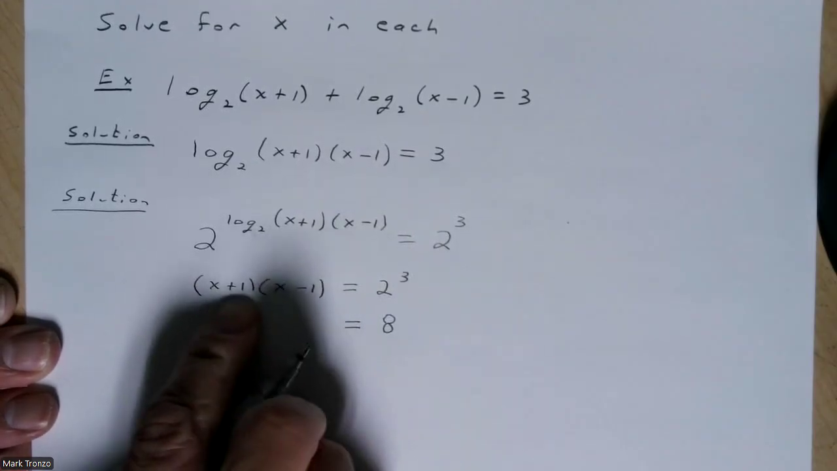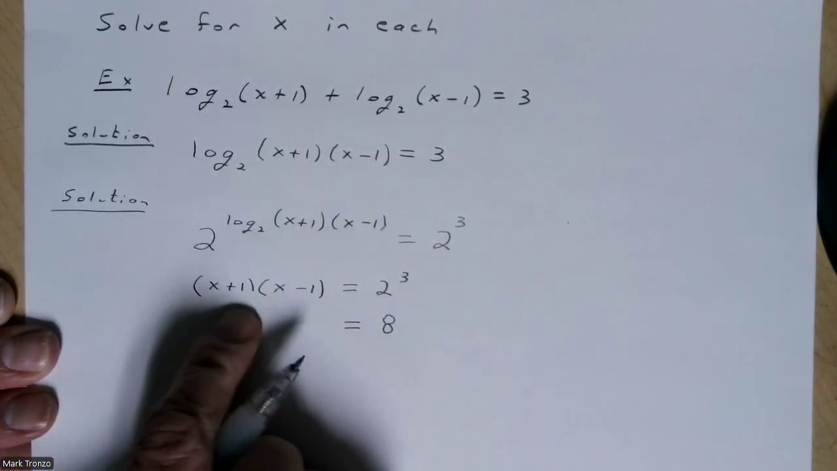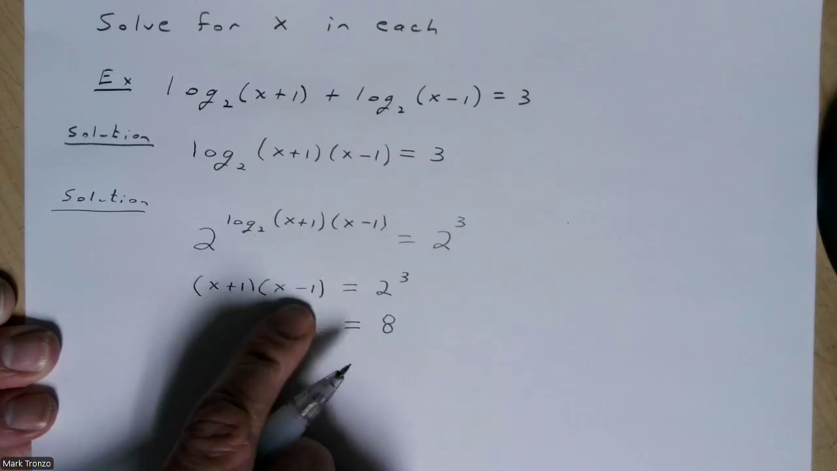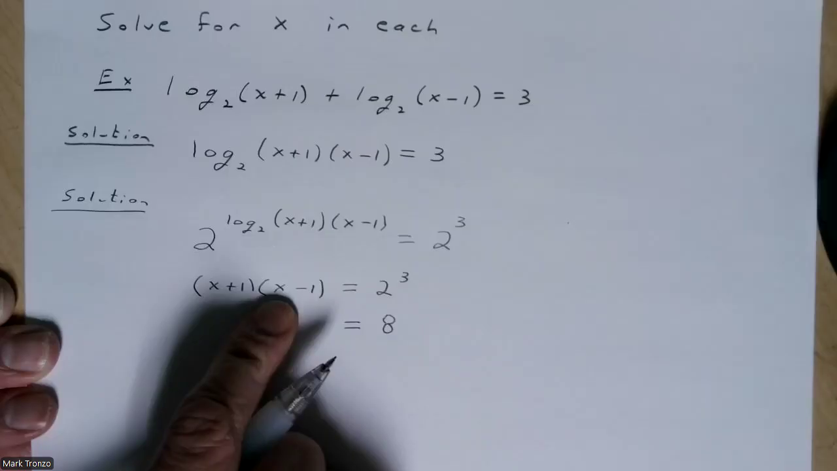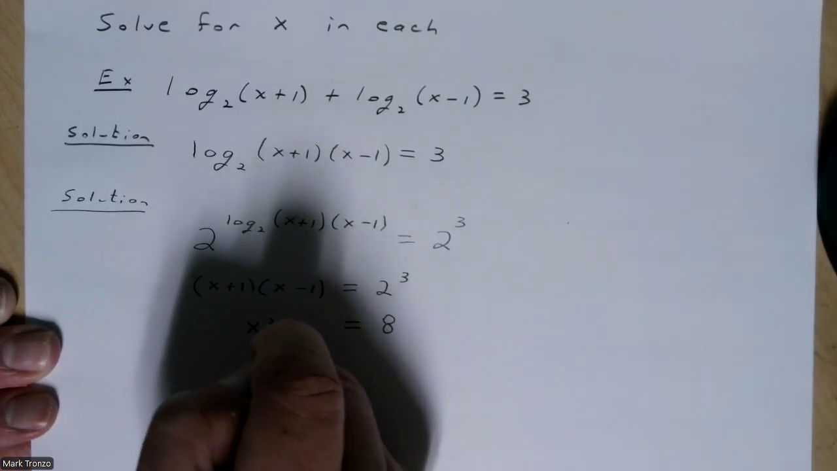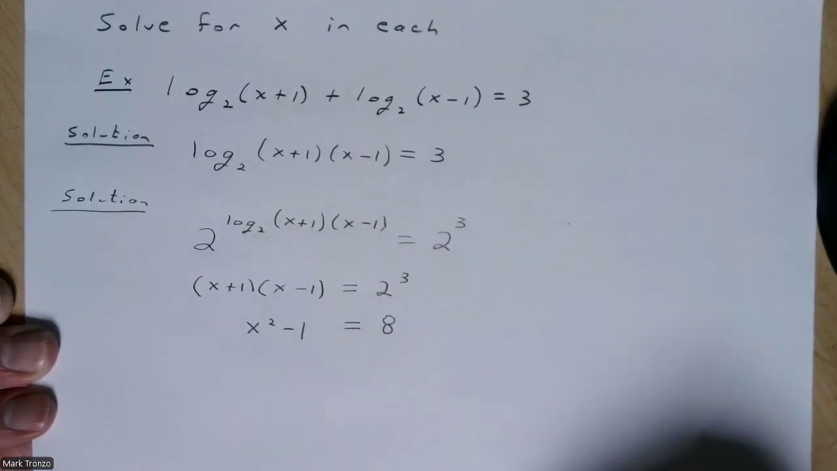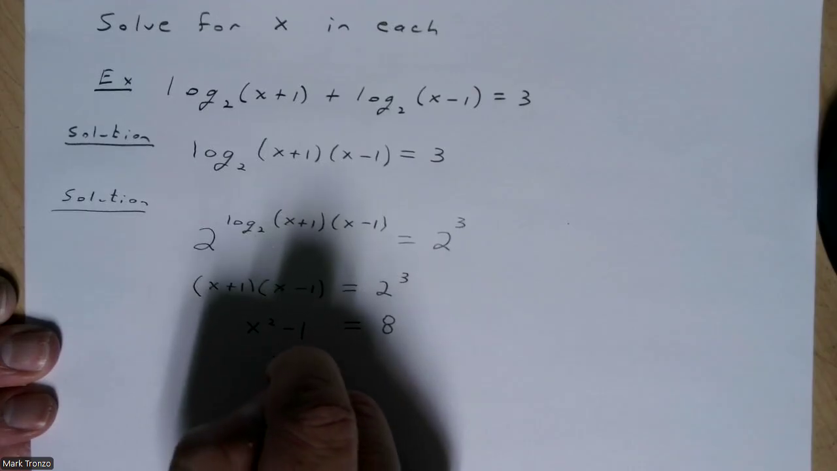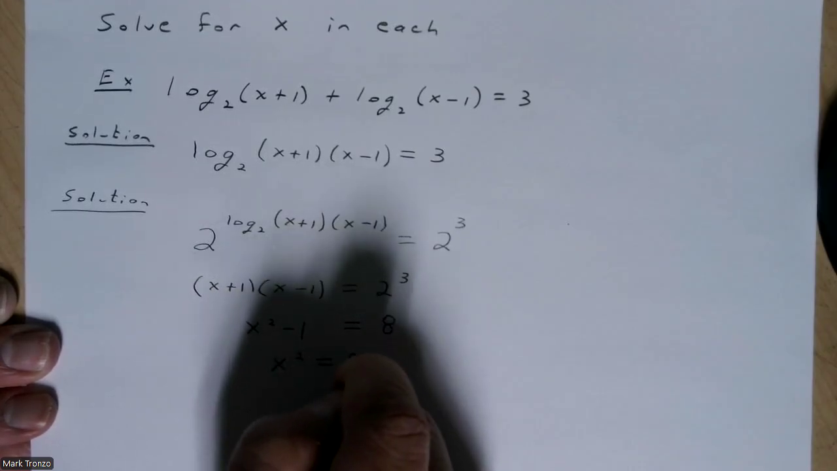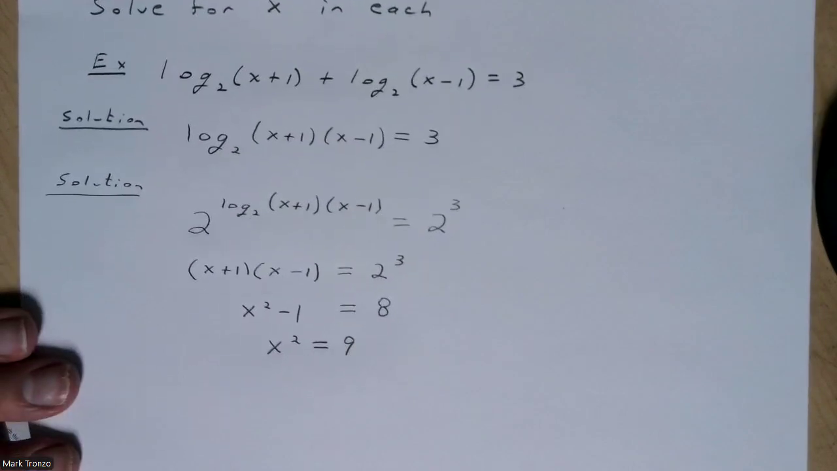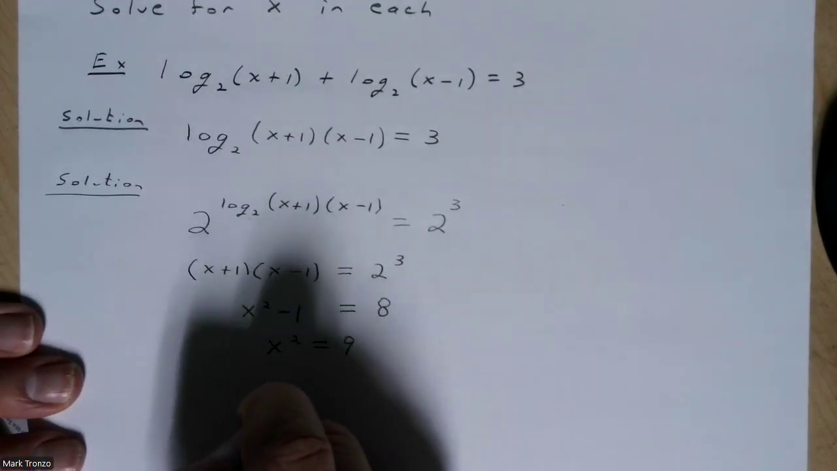So let me FOIL this. Remember, if you FOIL it, you get x squared plus x minus x, those cancel, minus 1. So that's going to give us x squared minus 1 equals 8. Let me bring the 1 to the other side. x squared is equal to 9. And then remember, we take the square root of both sides.